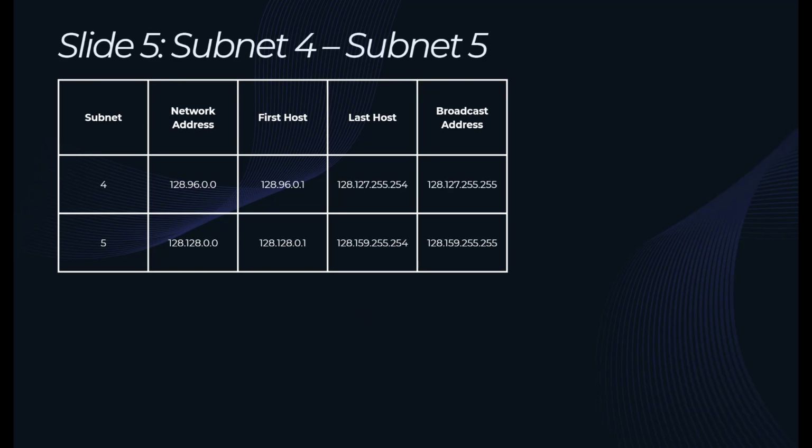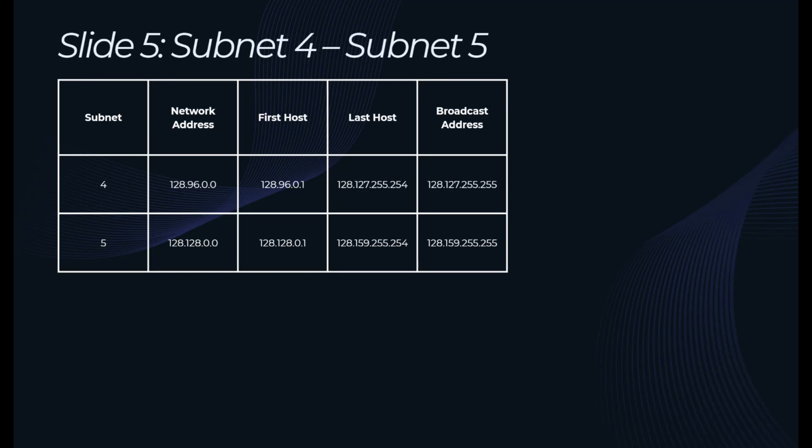For subnet 4, the network address is 128.96.0.0, the broadcast address is 128.127.255.255, and the usable host range is from 128.96.0.1 to 128.127.255.254.